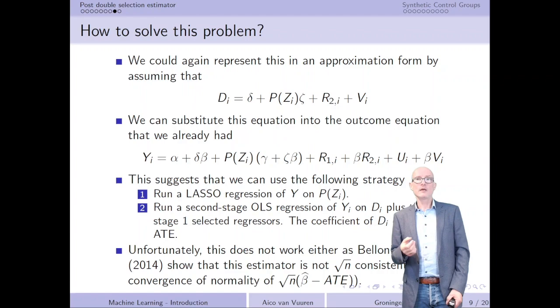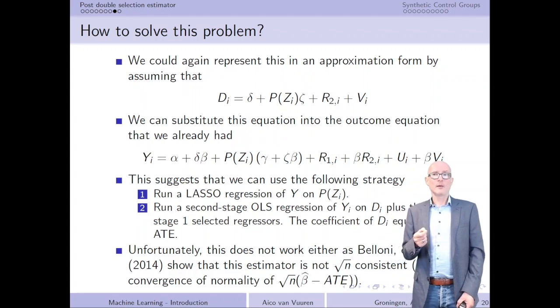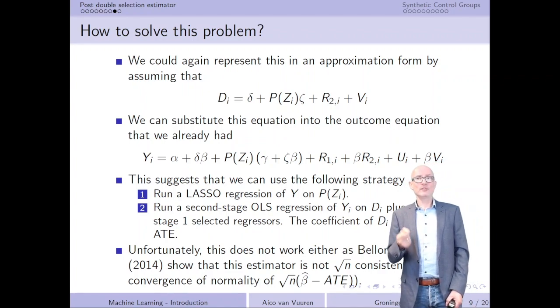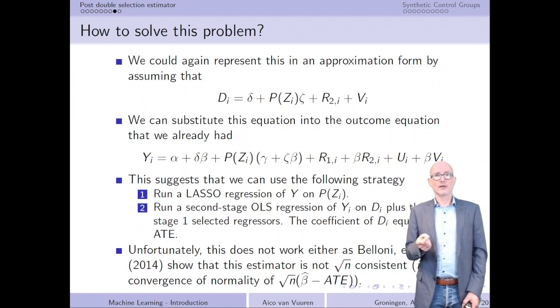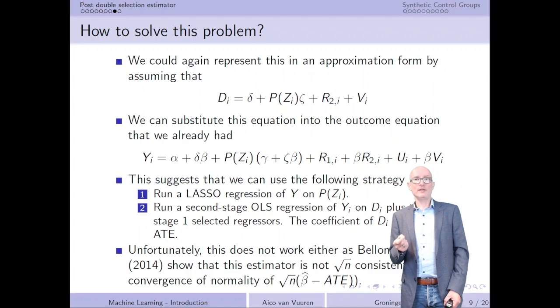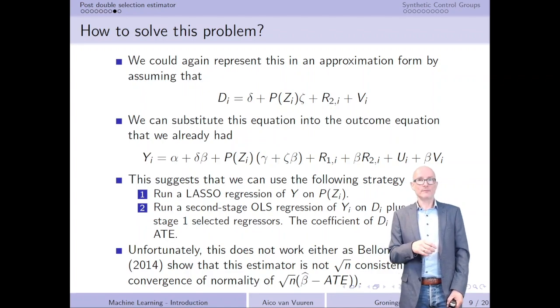And take into account that in our first stage lasso regression, we are going to immediately see that one of the reasons why particular elements of pzi are going to have coefficients away from 0 is not only because of their gamma, but also because of their zeta. And we now see that this implies that variables that are highly correlated with di are now going to be included as well, unlike what we had before.